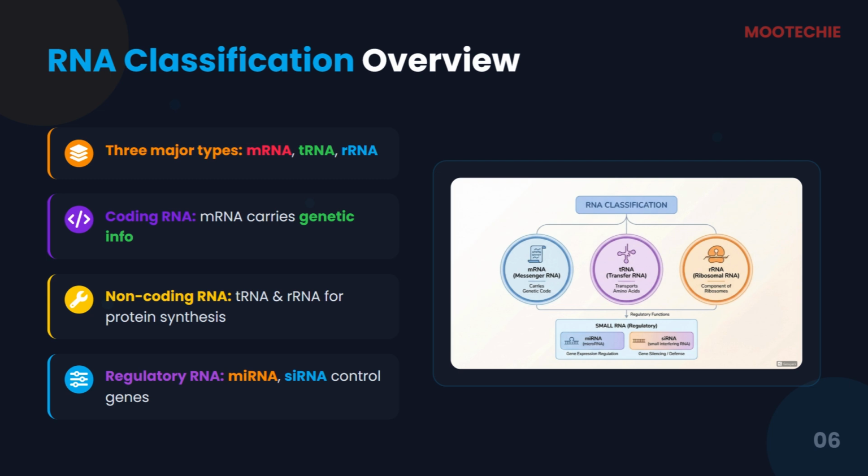The slide includes a classification chart image. It's shaped like a central circle labeled RNA classification, branching out. One main branch leads to mRNA or messenger RNA. Another leads to tRNA, transfer RNA, and rRNA, ribosomal RNA. A third branch points to small RNA regulatory, which includes types like miRNA and siRNA. It's a great visual to see how these different RNAs are grouped by their function.